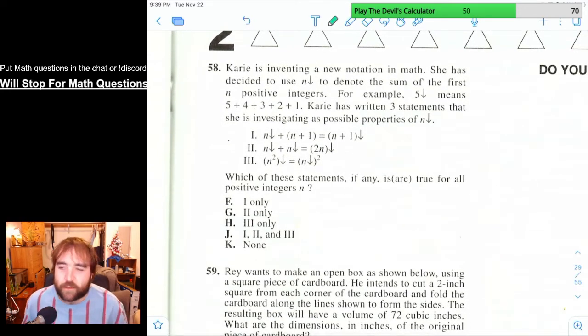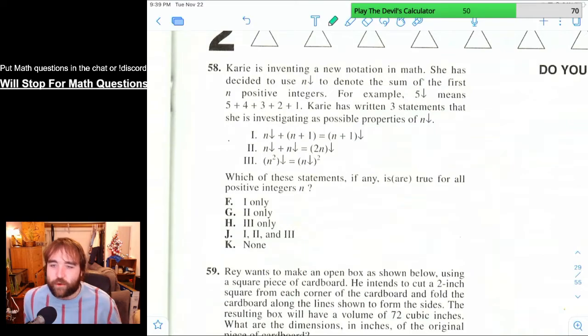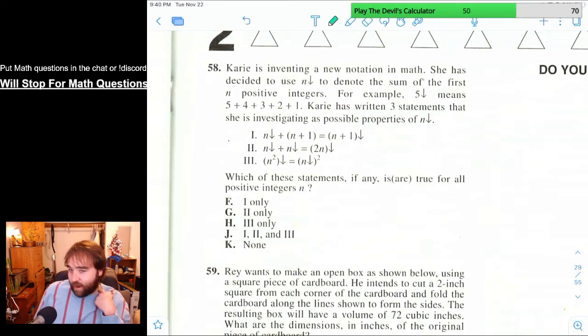So is this one. This one seems interesting. Carrie is inventing a new notation for math. Whenever you start doing that, you know you're doing bad stuff. She has decided to use n down to denote the sum of the first n positive integers. It's not bad. We already have stuff for that, though. For example, 5 down means that. Carrie has written 3 statements that she's investigating as possible properties of n down. Which of these statements is true for all positive integers?